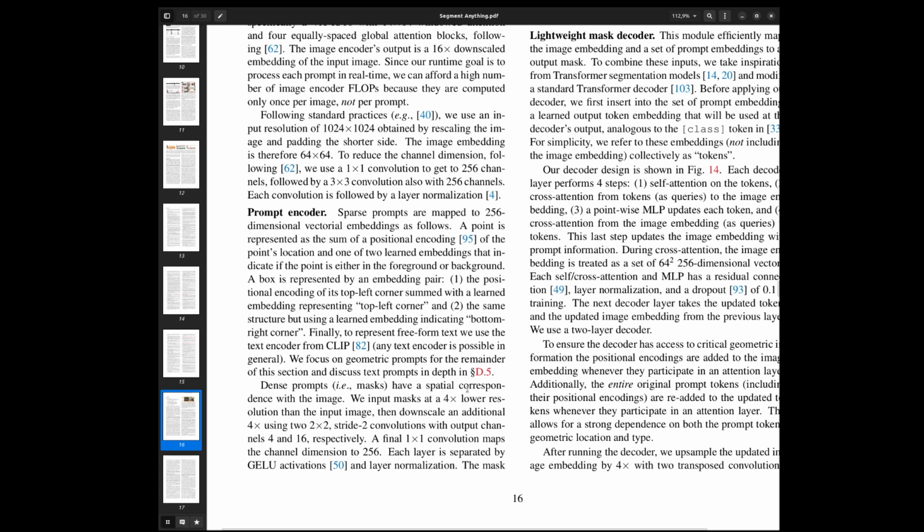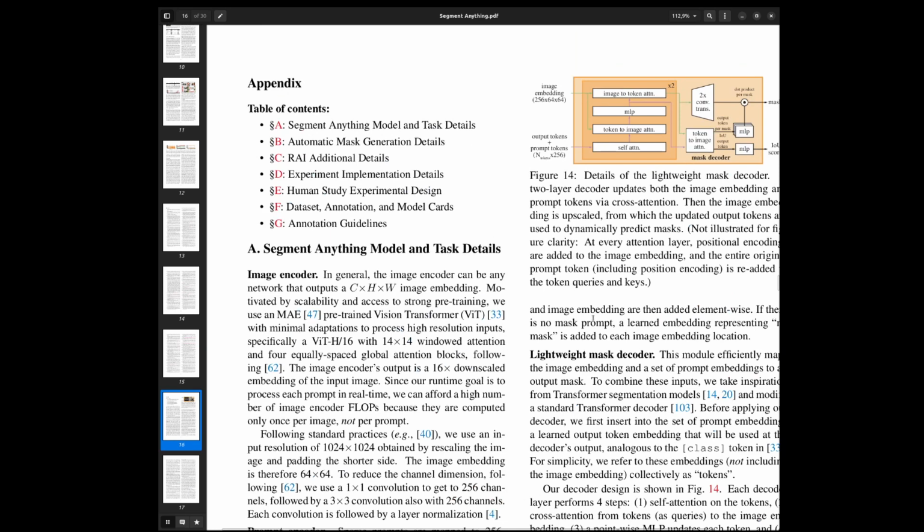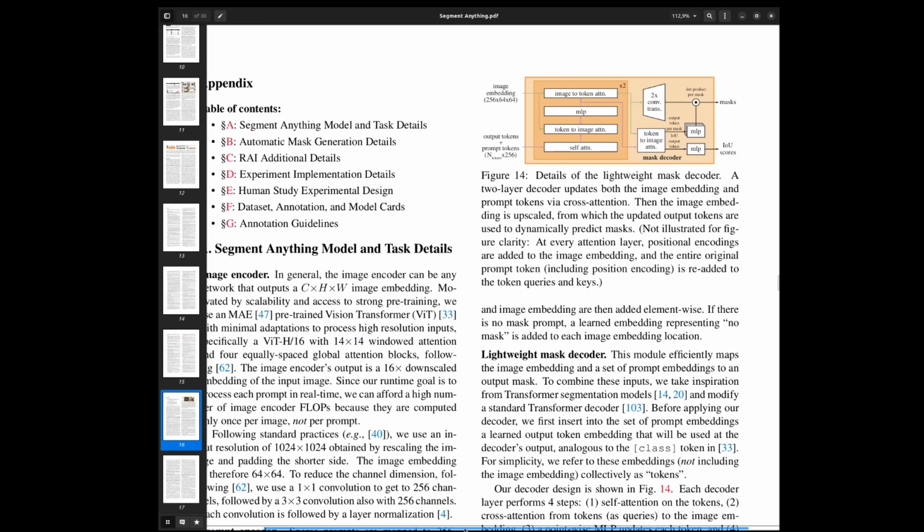And dense prompts must have a spatial correspondence with the image. We input the mask at a 4 times lower resolution than the input image, then downscale an additional 4 times. Yeah, because they need to downscale 16 times to match the embeddings, so 4 times 4 is 16. Each layer is separated by GELU activation and layer normalization. The mask and image embedding are then added element-wise. If there is no mask, a learned embedding representing no mask is added to each image embedding location.